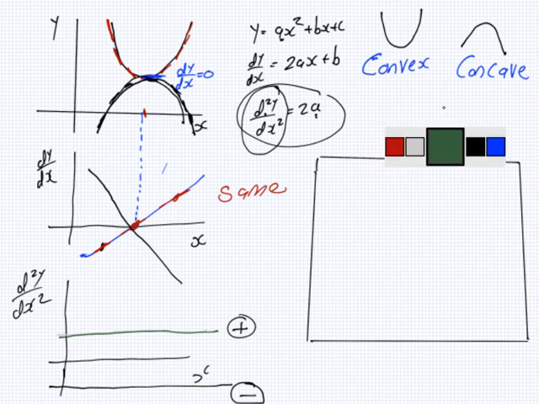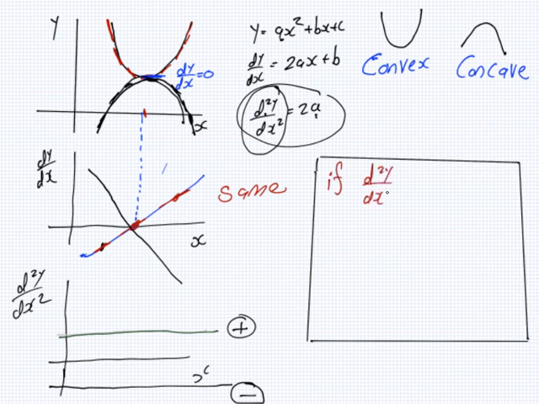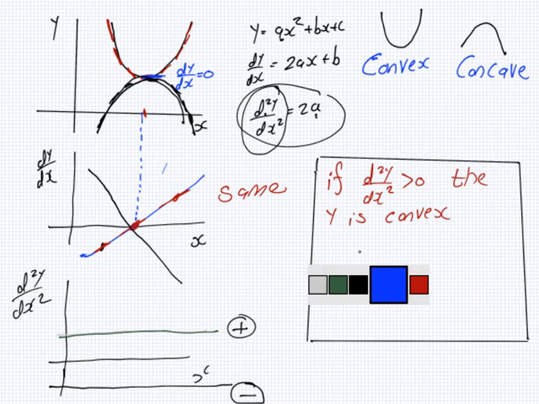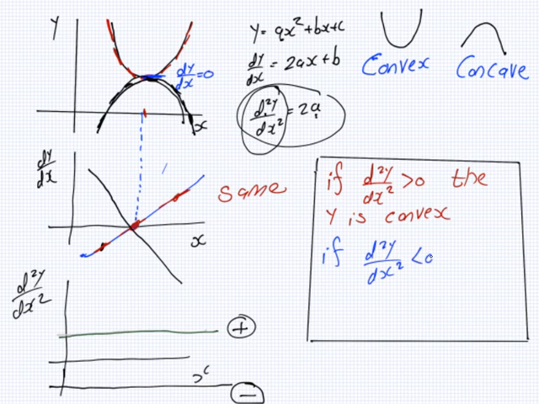Okay, so the result is, if the second derivative is positive, then y is convex. If the second derivative is negative, then y is concave.